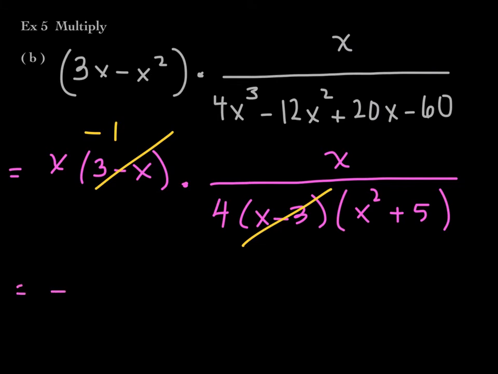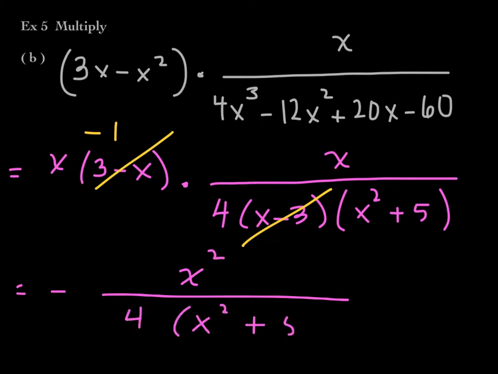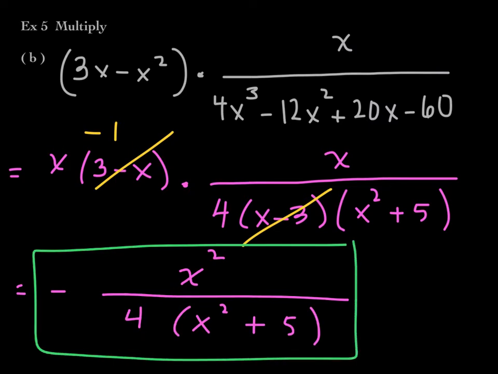I have the negative out front. My numerator is just x times x, which is x squared. And the denominator is 4 times x squared plus 5. There's my final answer, everybody. I've decided just to keep the negative on the outside of my expression. Okay?